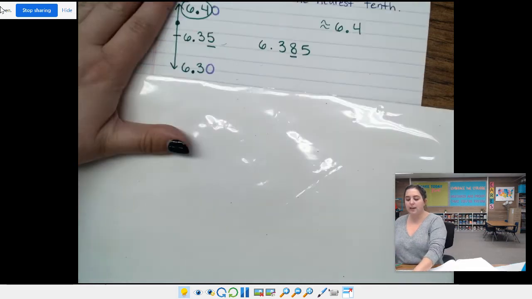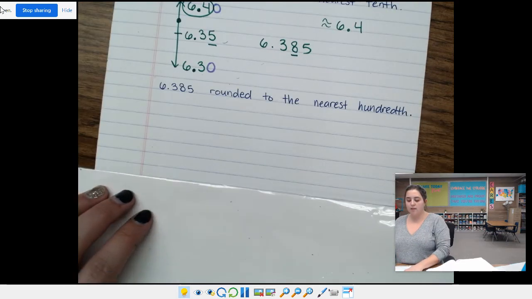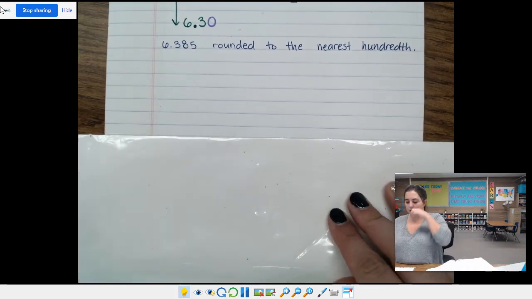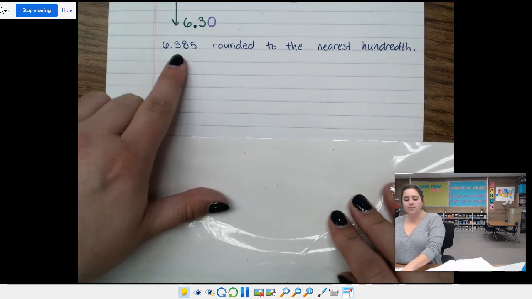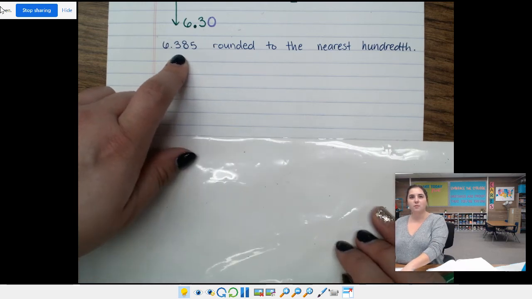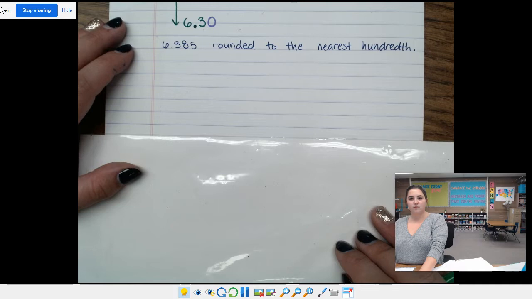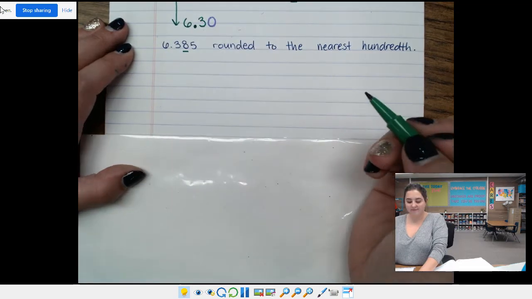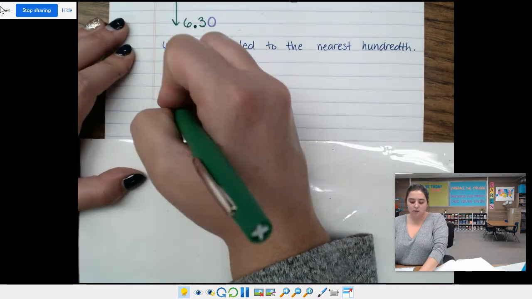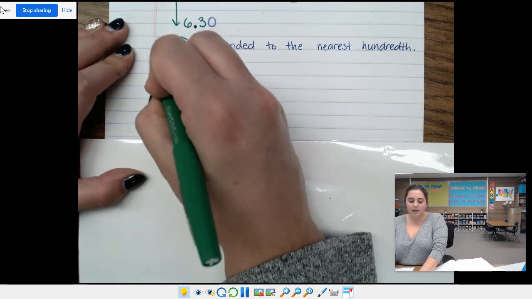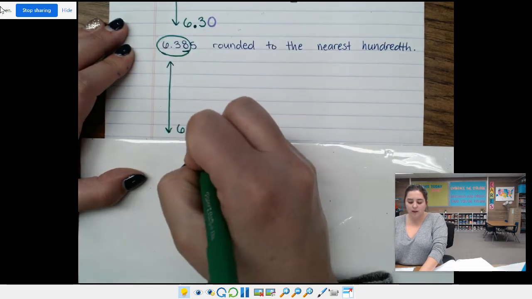Let's do another one. I'm going to use that exact same number, and this time let's round to the nearest hundredth. So you want to rewrite our decimal and then underline the hundredths place. The hundredths place, where is that? Did you underline the 8? That would be our hundredths. So on our number line, I'm going to take that hundredths plus everything that came before it, and that becomes our lowest number.